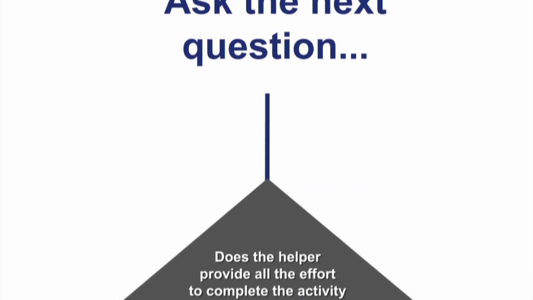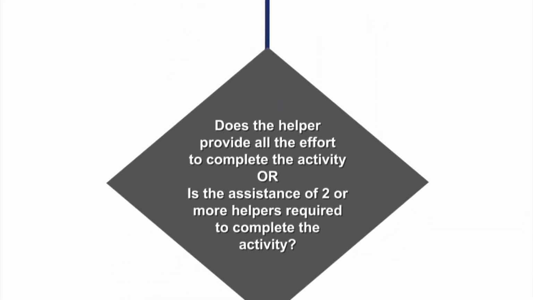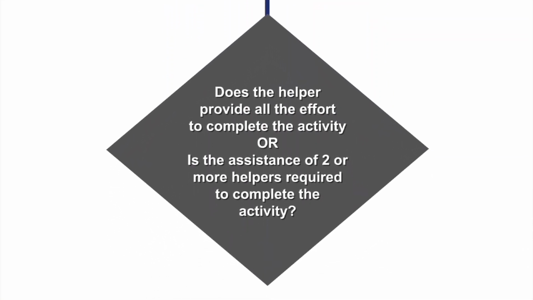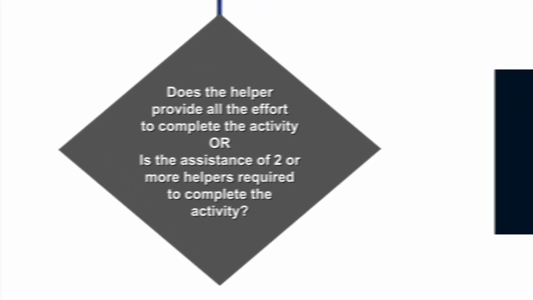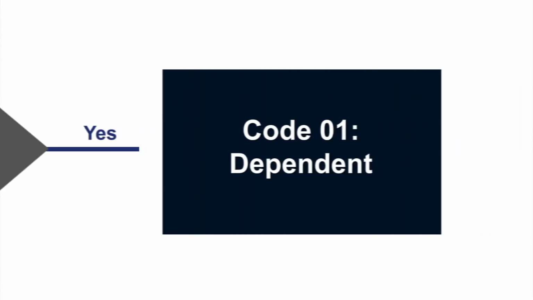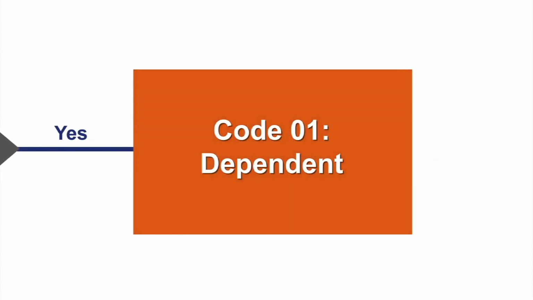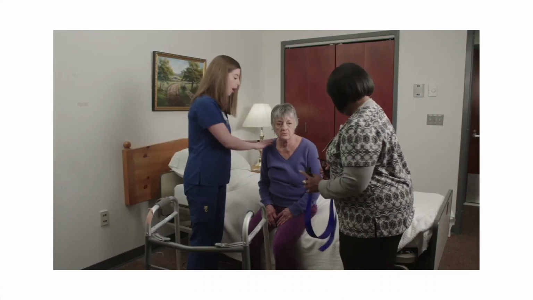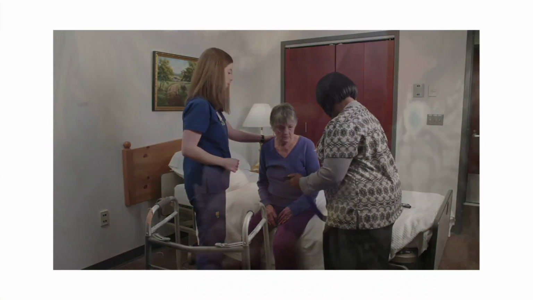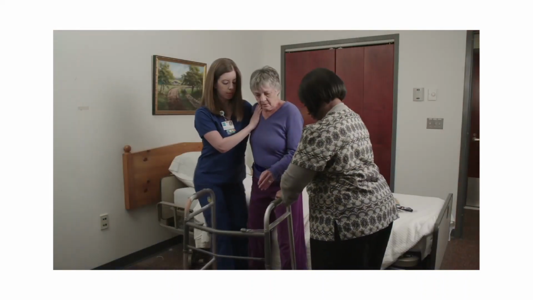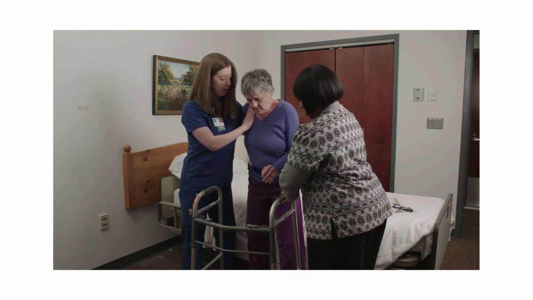The sixth and final question in the decision tree asks, does the helper provide all the effort to complete the activity, or is the assistance of 2 or more helpers required to complete the activity? If the answer to this question is yes, the correct code for this patient or resident is 01, dependent. Let's review a final example of the same patient, Mrs. Jones, completing the sit-to-stand activity, but this time the patient is dependent on 2 helpers to complete the activity.